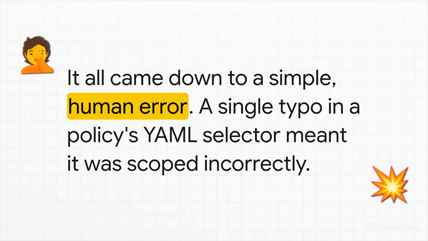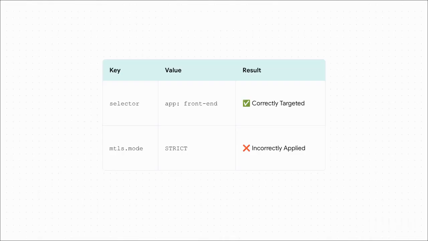We were trying to apply a strict mTLS policy to just one service that we had finished migrating. But because of this tiny error in the selector, the policy wasn't nearly as targeted as we thought. So instead of locking down just the front-end app, that typo made the policy apply way more broadly. Suddenly, a bunch of other services that were not ready for mTLS were being told to reject all plain text traffic. And you know this is exactly the kind of thing that happens, right?